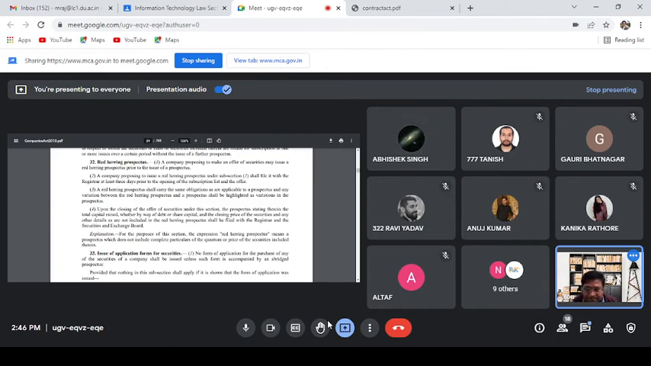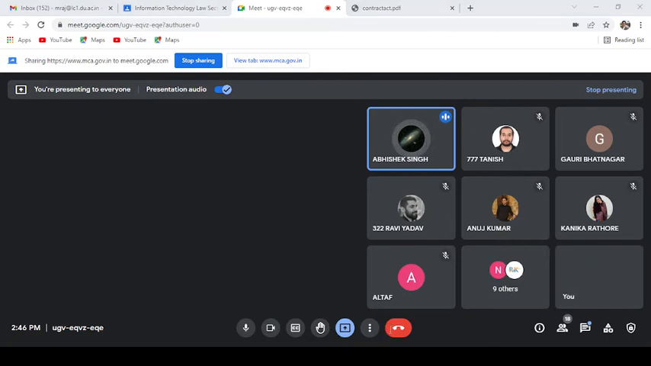Section 32, subsection 4. Upon the closing of the offer of securities under this section, the prospectus also stating therein the total capital raised, whether by way of debt or share capital, and the closing price of the securities and any other details as are not included in the red herring prospectus shall be filed with the registrar and the Securities and Exchange Board.